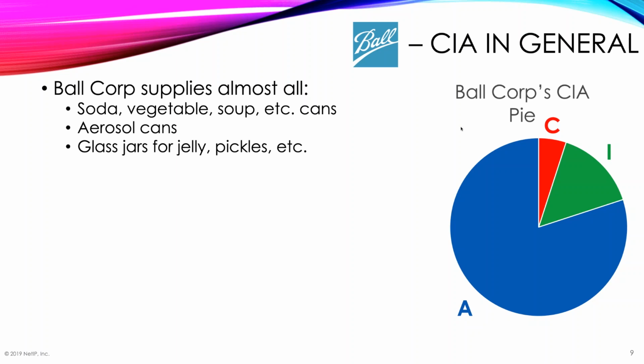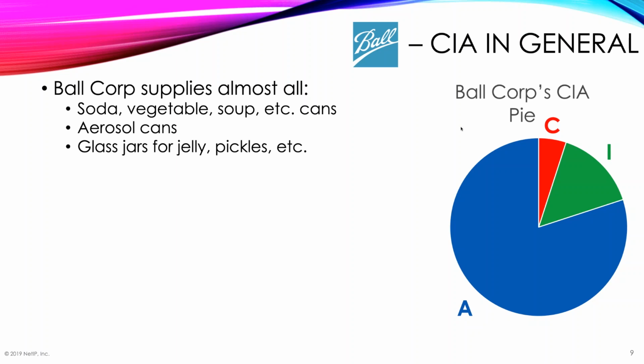And then when you step over to the beer aisle, almost all the beer cans and beer bottles were made by Ball. Vegetable cans, soup cans, aerosol cans, jars for jelly, pickles, ketchup, mustard, whatever. Pretty much when you're walking down the aisle in the grocery store, if there is a can or a bottle of any kind, it was probably made by this company. They are by far the largest. Okay. Well, so let's take a look at their pie chart.